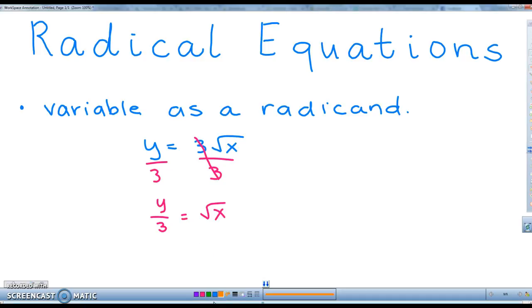Then, the opposite of a square root is a square. So I can go ahead and square both sides. Okay, so this becomes y squared over 9 because I do square top and bottom. And this just becomes x. Okay, it breaks out of the radical. And that's an equation I can work with and solve. I can plug in values of x and y a little bit easier if I'm not working inside a radical. So that's if I have a variable as the radicand.